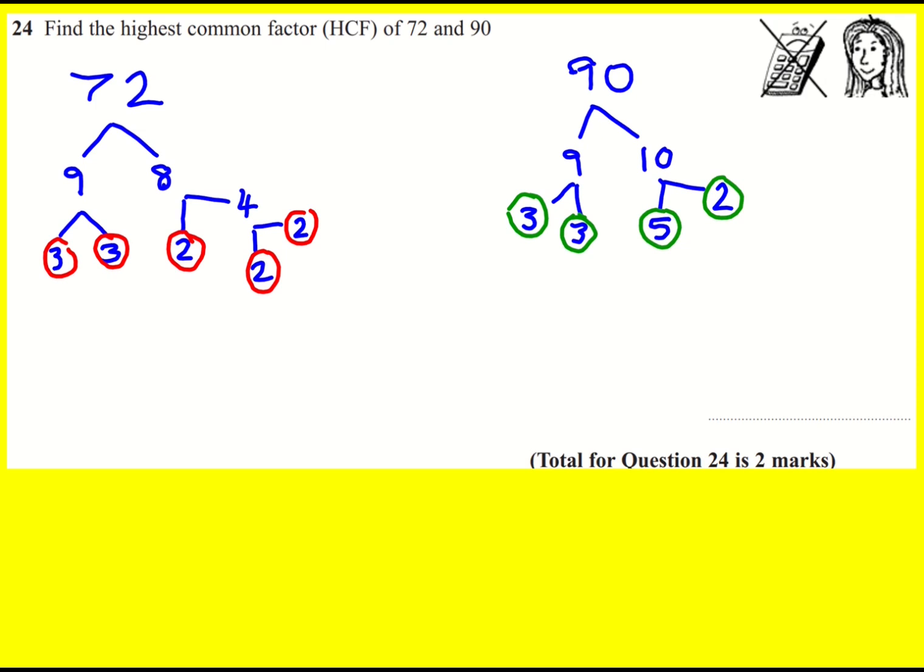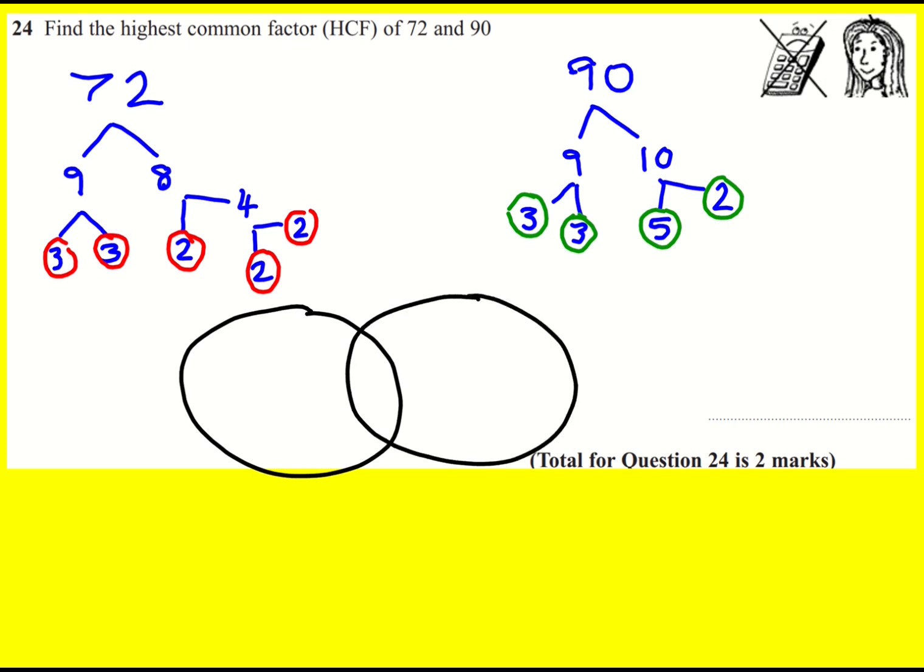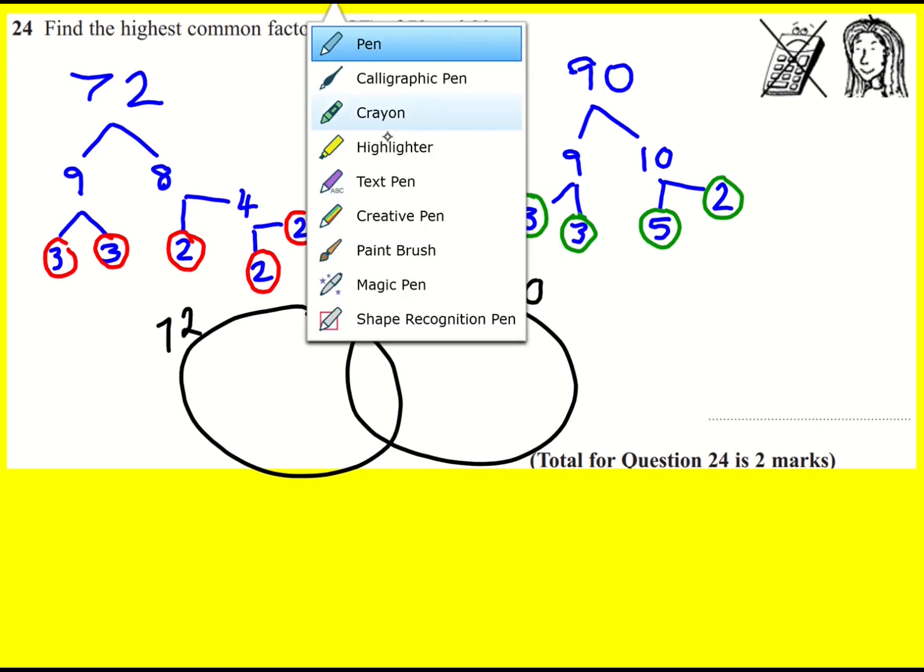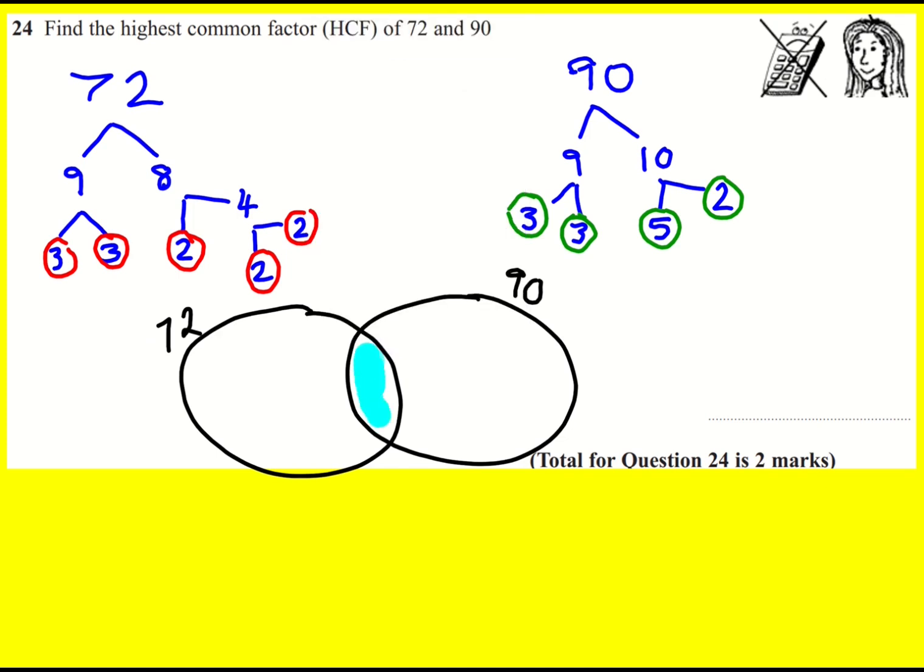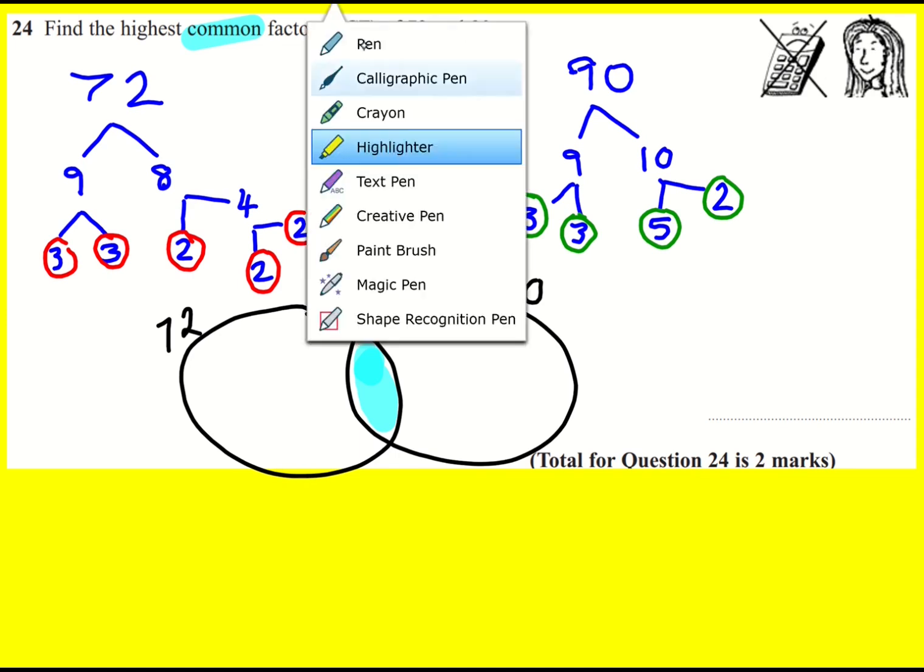And then what we do now is you do a Venn diagram. So maybe you have been taught this. And this circle I'm going to say refers to the 90, and this circle I'm going to say refers to the 72. And we are interested in the overlap, okay, the overlap here, this space here. Why? Because we want the highest common factor. Okay, what is the common factor for both of them?